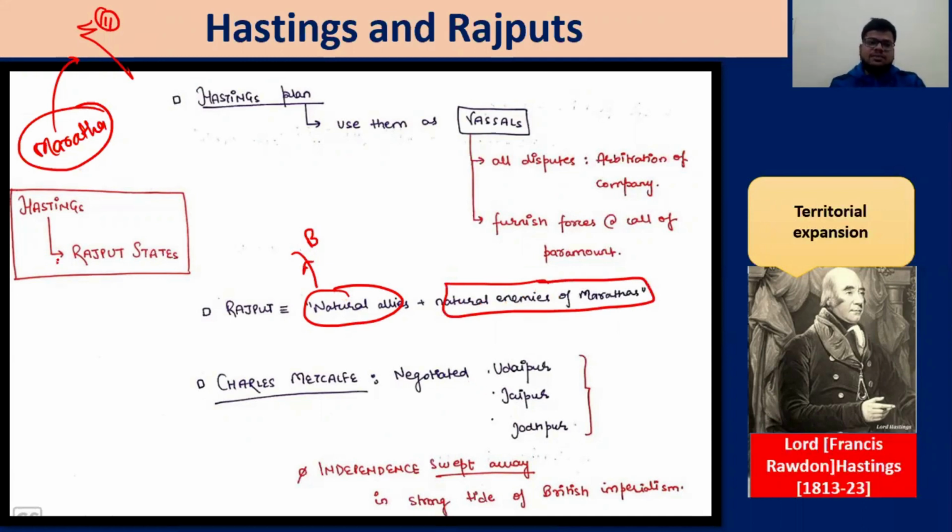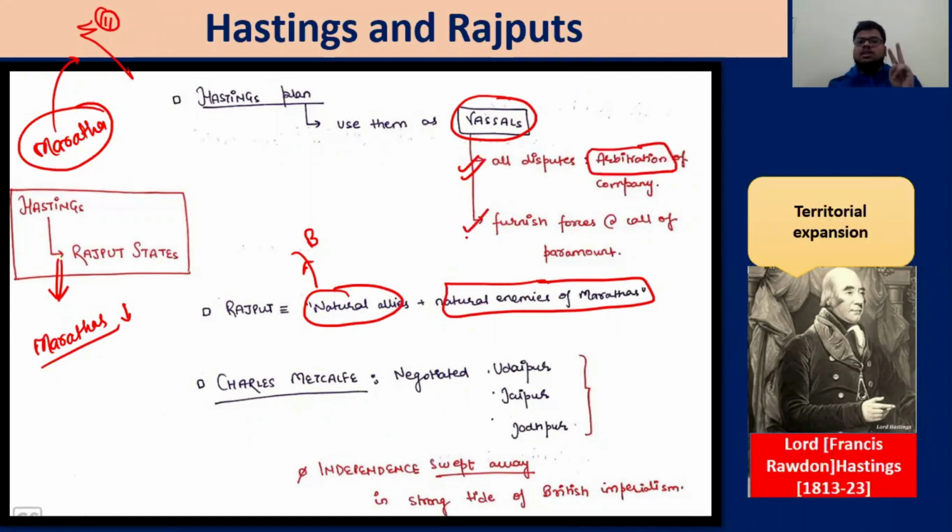Once he had put the Marathas down, he wanted to keep the Rajputs as vassal states. Vassal state means that if the Rajputs have any dispute, say with the Marathas, the intermediation will be done by the Company. And second, they will furnish all their forces at the call of the paramount power. Whenever the British want, the Rajputs will give their forces. This is the idea of being a vassal state, and this is what Hastings wanted.